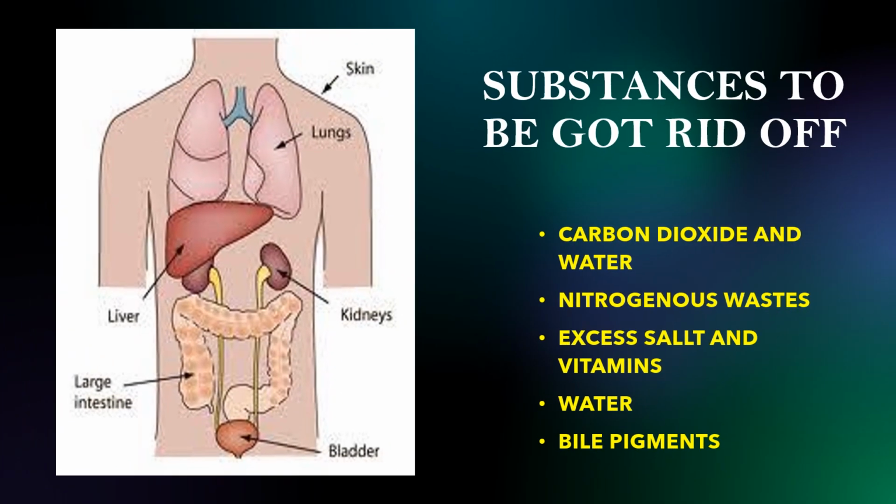Children, let us see what substances are to be got rid of from the body. There are many substances to be got rid of to maintain the steady or balanced state of our body, and excretion plays an important role in that. What are these substances? They are carbon dioxide and water, nitrogenous wastes, excess salt and vitamins, water, and bile pigments. These are the substances to be got rid of from the body.